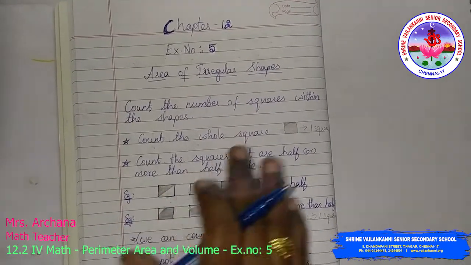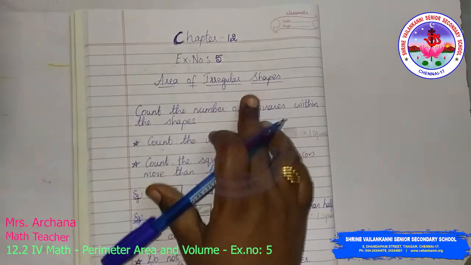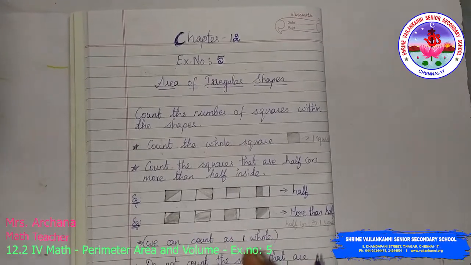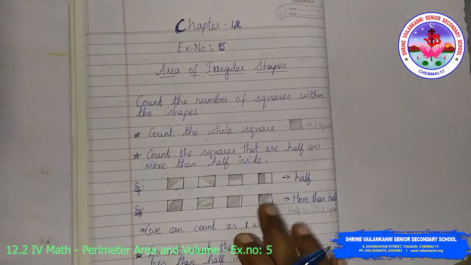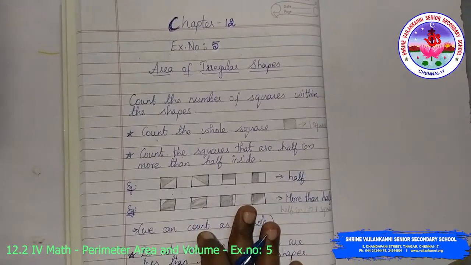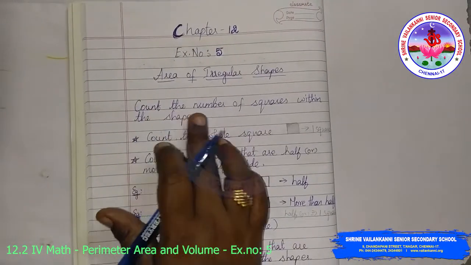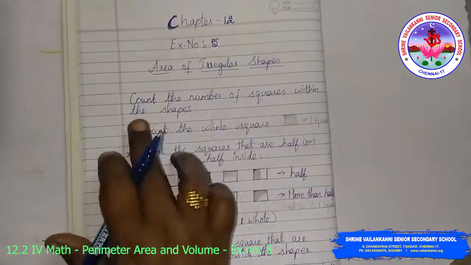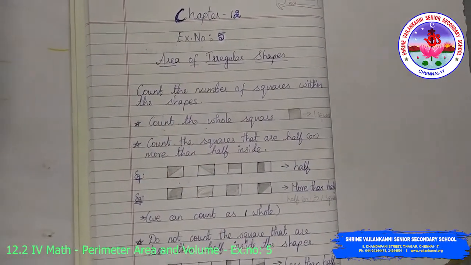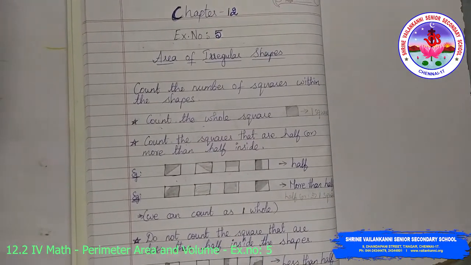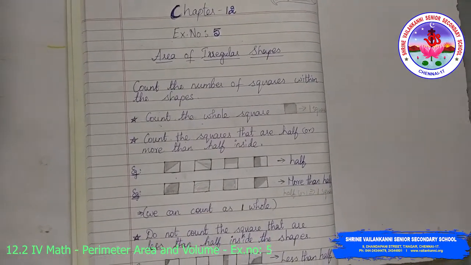In this video, you are going to see chapter 12, exercise 5, with the topic area of irregular shapes. So how can we find the area of irregular shapes? Certain hints I have given here. First we will see what they are. Count the number of squares within these shapes. So how do we count the number of square boxes when the shape is irregular?